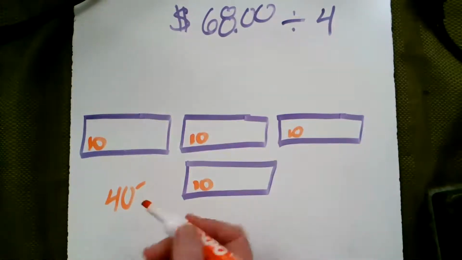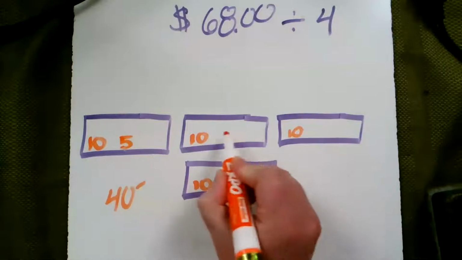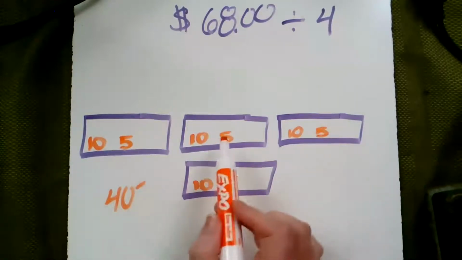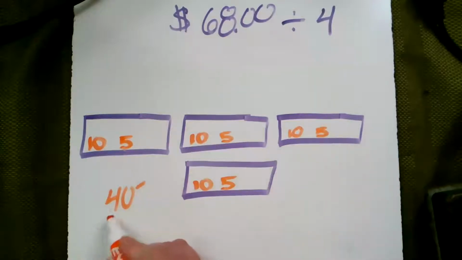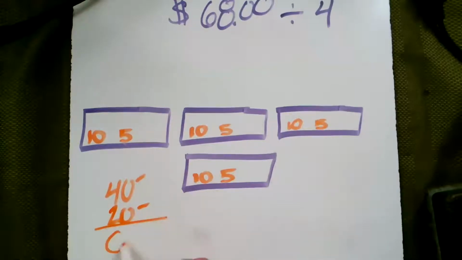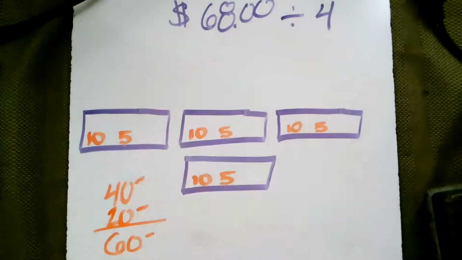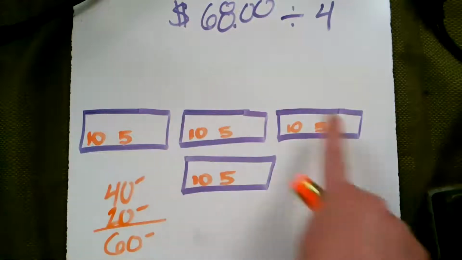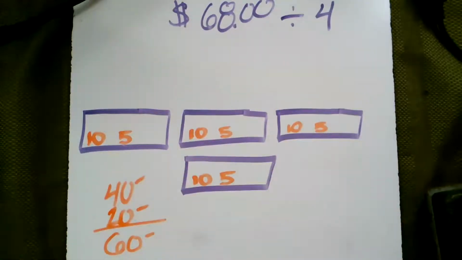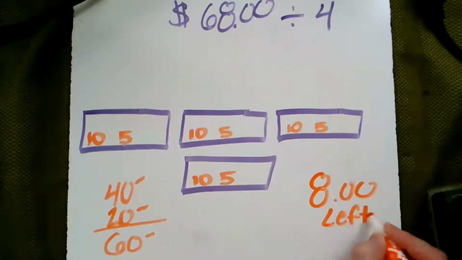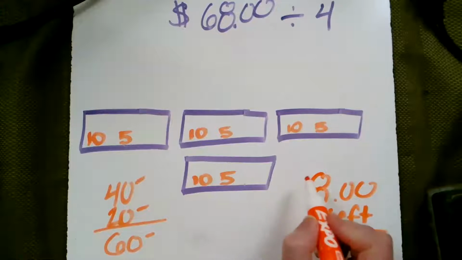I can do that. So I'm going to do $5, $5, $5, and $5. 5, 10, 15, 20. So now I have $20 that I've used, which is a total of $60. Woo, that's pretty close. I have to go from 60 to 68. And I have to divide that into 4 equal groups. So that means I have $8 left.